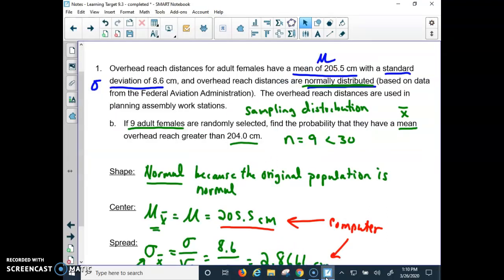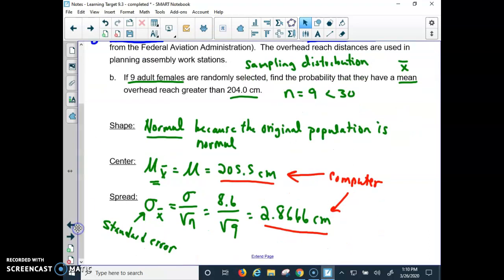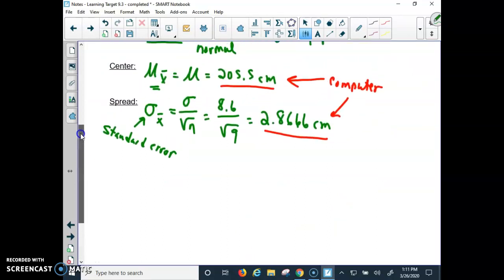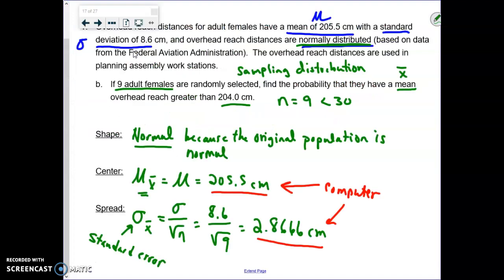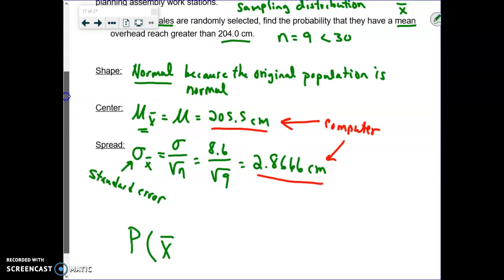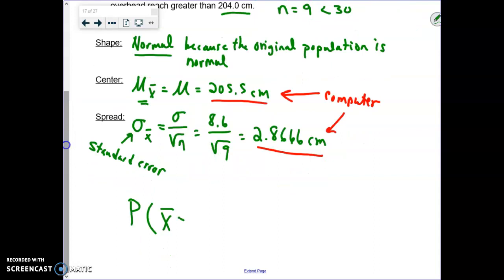So the probability, let me make this a little bigger so you can see it, that the mean of a sample of 9 women is greater than 204 centimeters is equal to 0.6996, or about 70% of samples of size 9 would have an average height for women of greater than 204 centimeters.